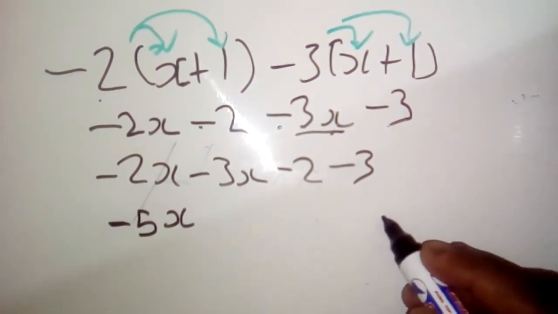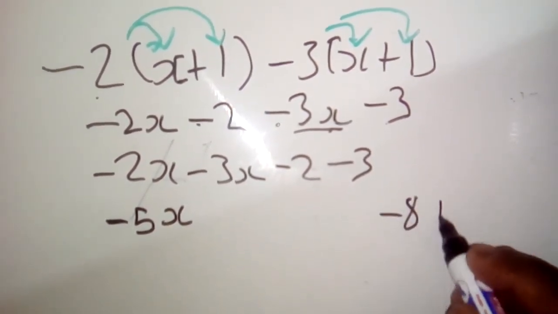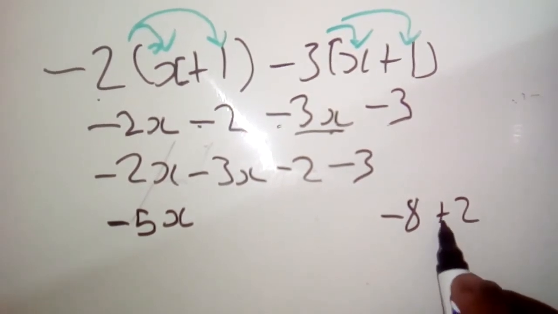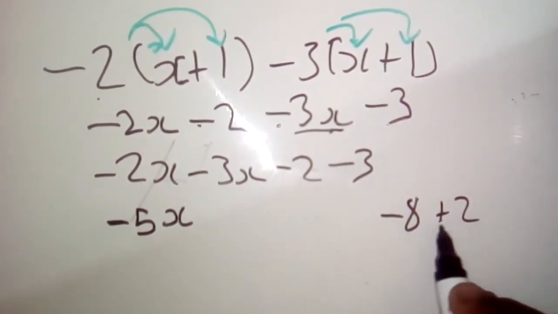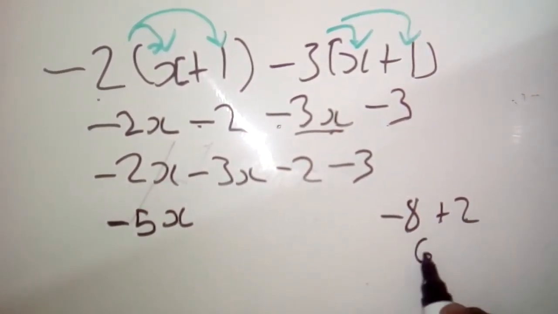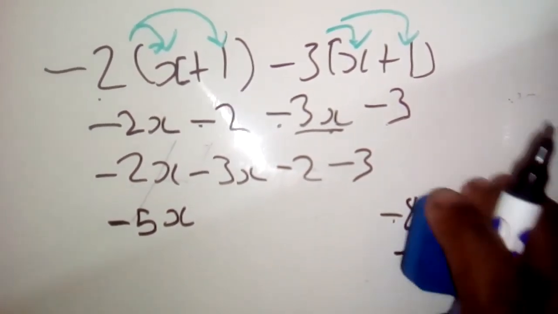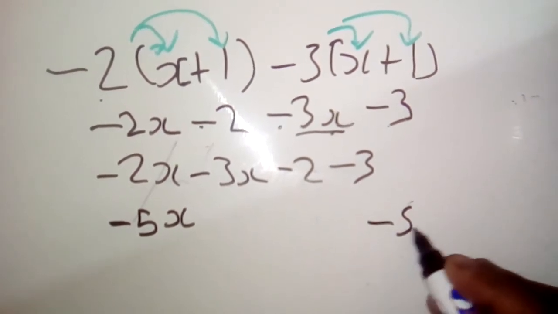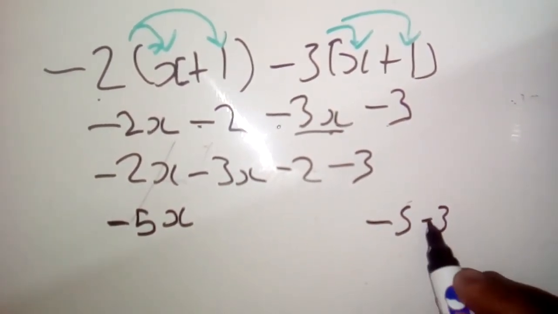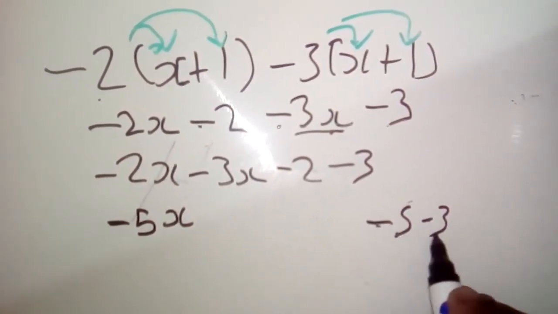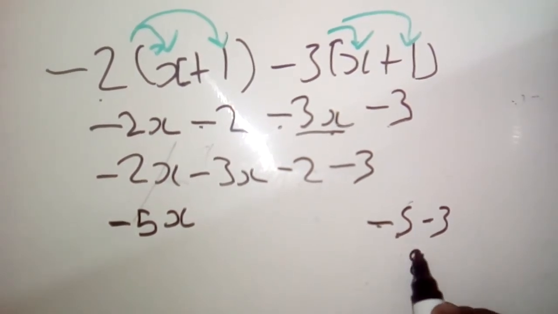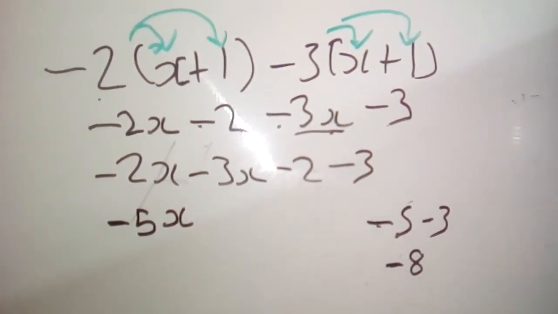So for instance, let's say we have minus 8 plus 2. If the signs are different, we subtract the number, so we'll say 8 minus 2, which is 6. Then the sign of the bigger number wins, so the answer is minus 6. Or if we have something like this, minus 5 minus 3. Since the signs are the same, we're going to have to add this number, so 5 plus 3 is 8. Then the sign of the bigger number wins.